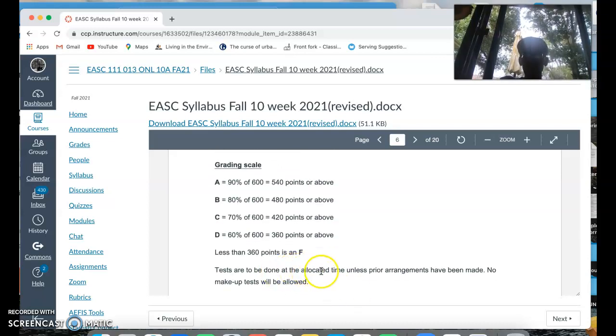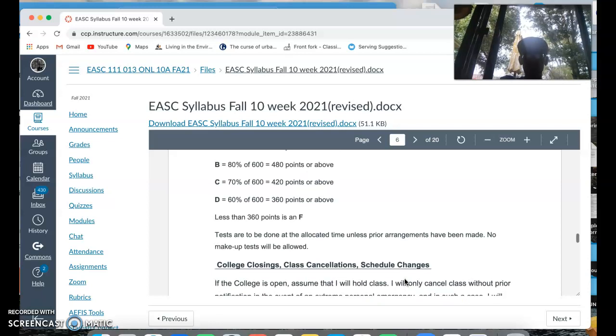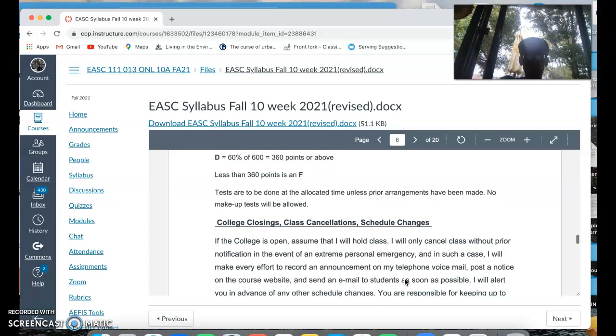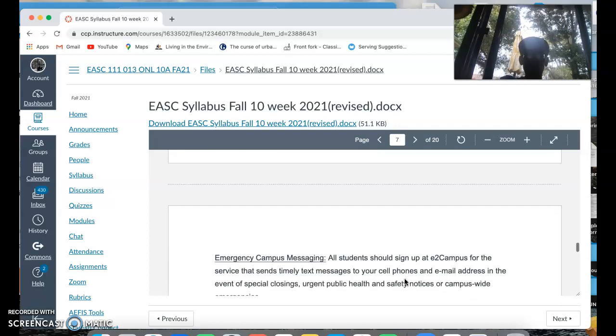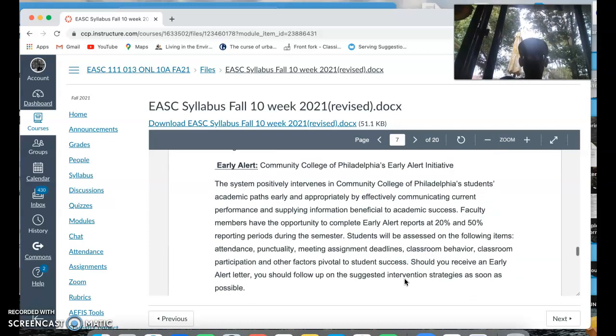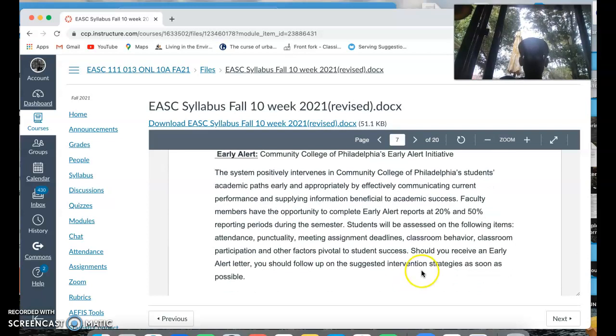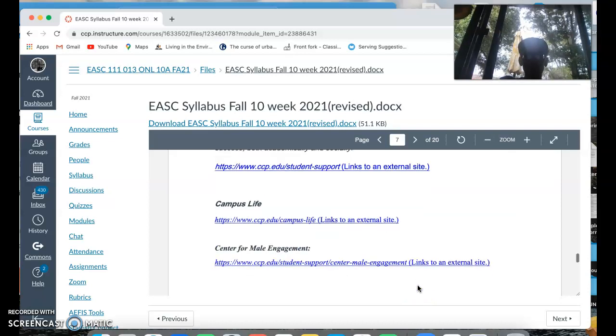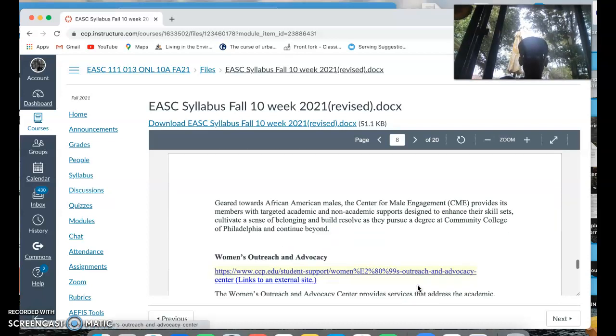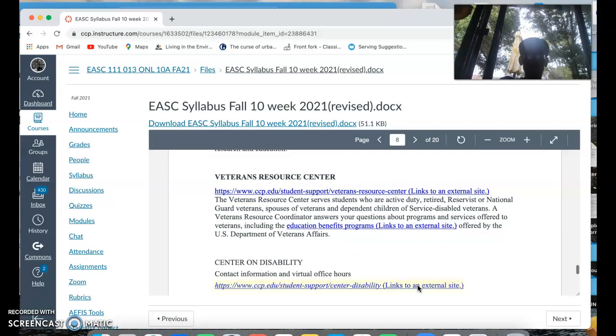Tests are to be done at the allocated time unless prior arrangements have been made. No makeup tests will be allowed. And then there's information about the college closing for snow or anything like this. Early alert: early alert reports are generated by the college at 20 and 50% of the class. There are some other useful links below in my syllabus, which you can read at your leisure.